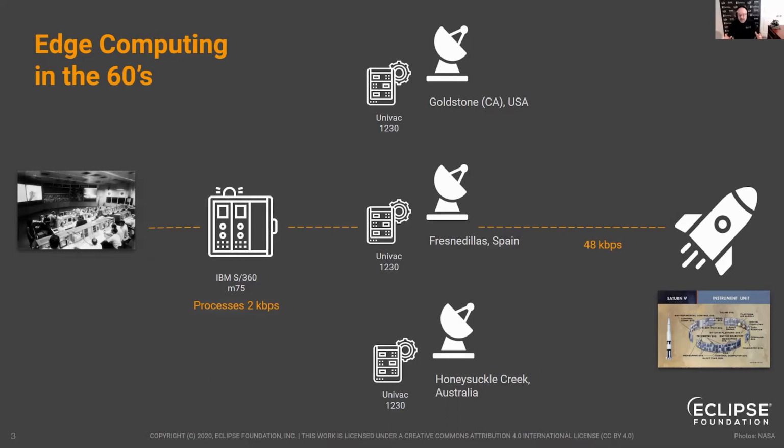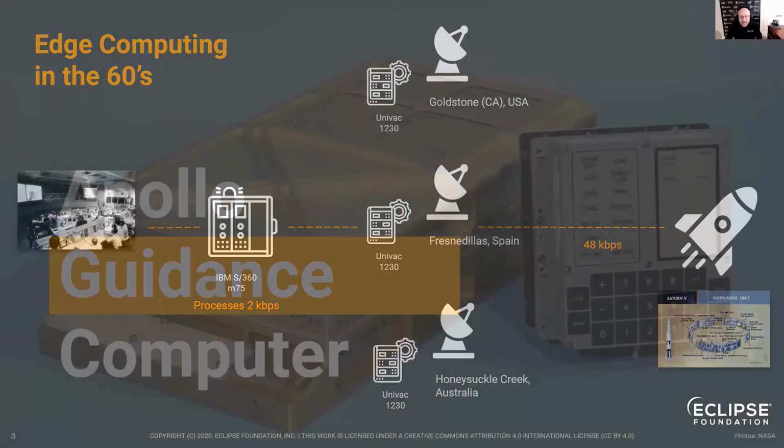So, edge computing before the time, IoT before the time, really the Apollo missions were a triumph of human ingenuity. And we can learn from that. We can learn from that even today, even with all of the progress we've made in IT.